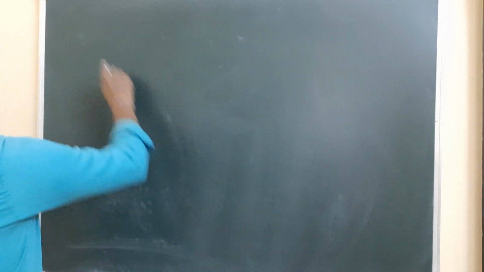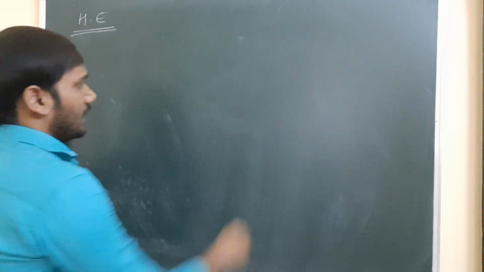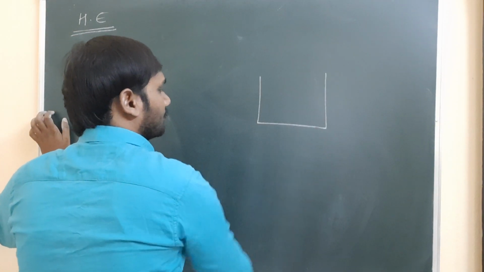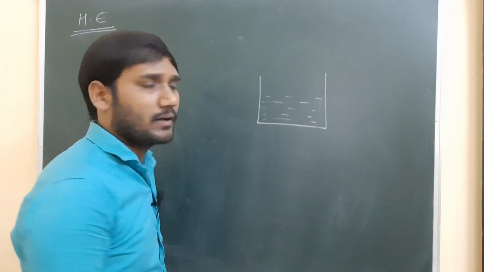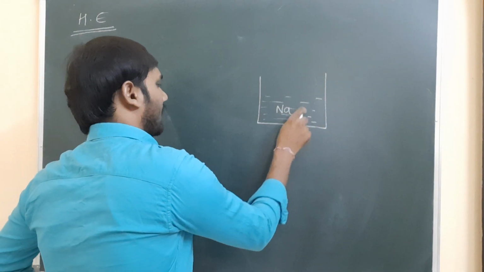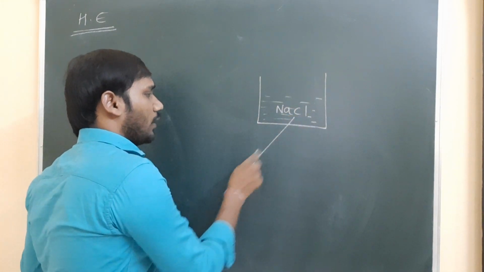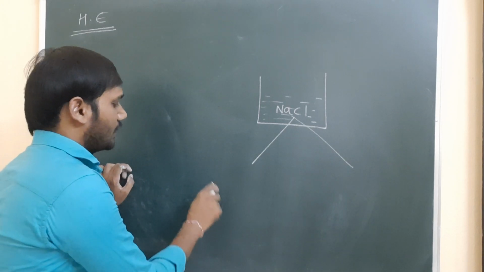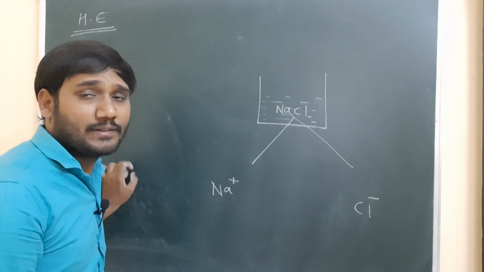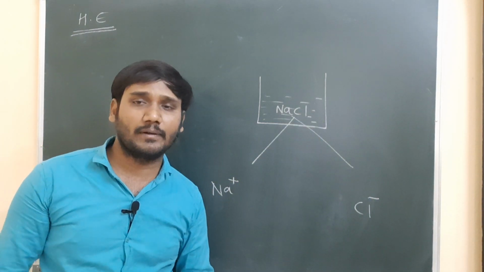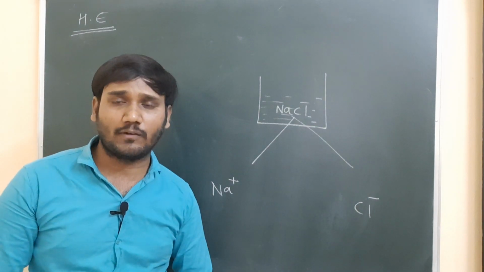So now, hydration energy. What is the meaning of hydration energy? For example, I am taking water. In this water, I am adding sodium chloride, an ionic compound. In the presence of water, the sodium chloride is split into Na plus and Cl minus. Now this Na plus and Cl minus are present in water. Around the Na plus, water molecules will surround. Around the Cl minus also, water molecules will surround.